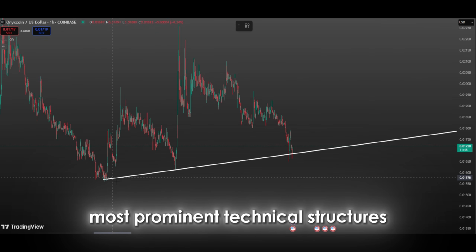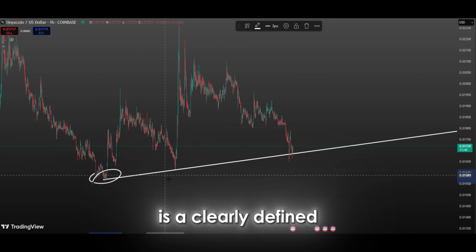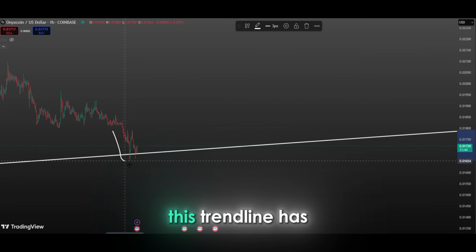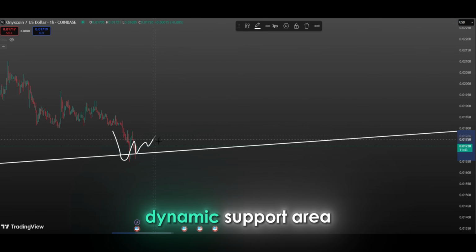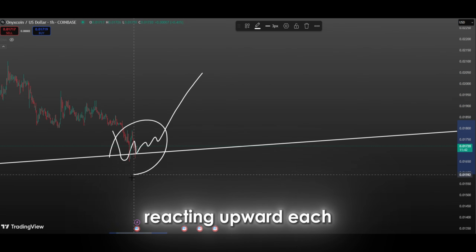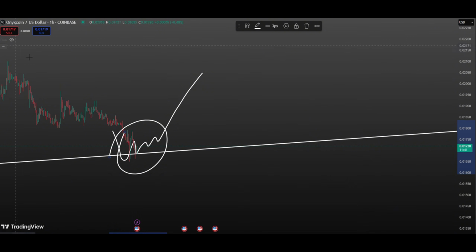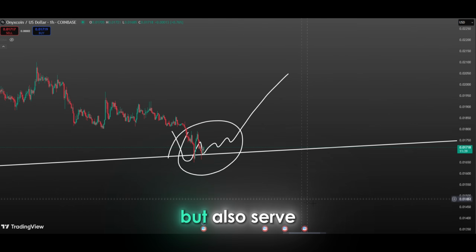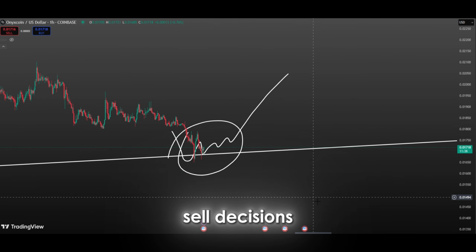One of the most prominent technical structures on the chart is a clearly defined ascending trend line that the price has been following. This trend line has acted as a strong dynamic support area in the past, with the price reacting upward each time it touched it. In technical analysis, trend lines not only indicate direction, but also serve as psychological boundaries for buy and sell decisions.